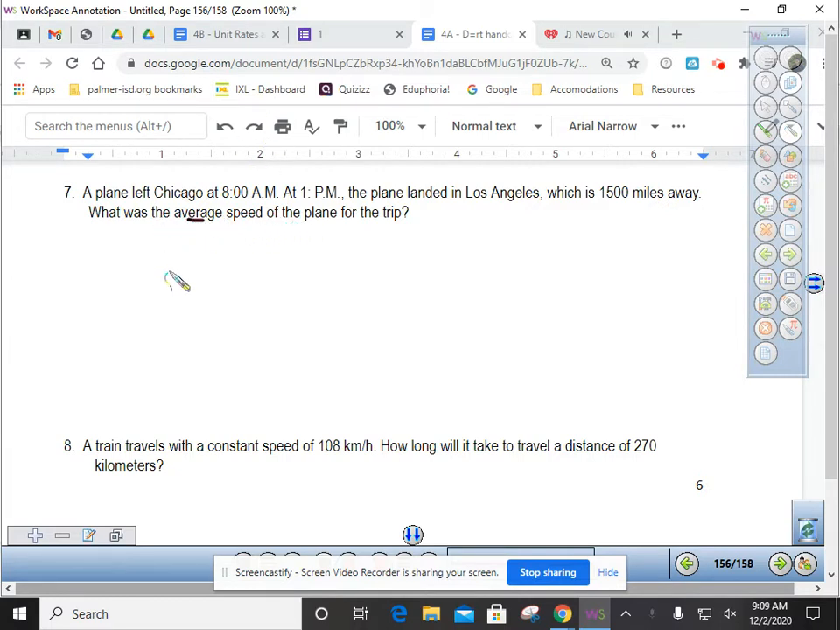So, did you write the D equals RT? Yes. What was the distance? 1,500. What is it asking you for? The rate, right? And then we got to figure out the time. How are we going to figure out the time?